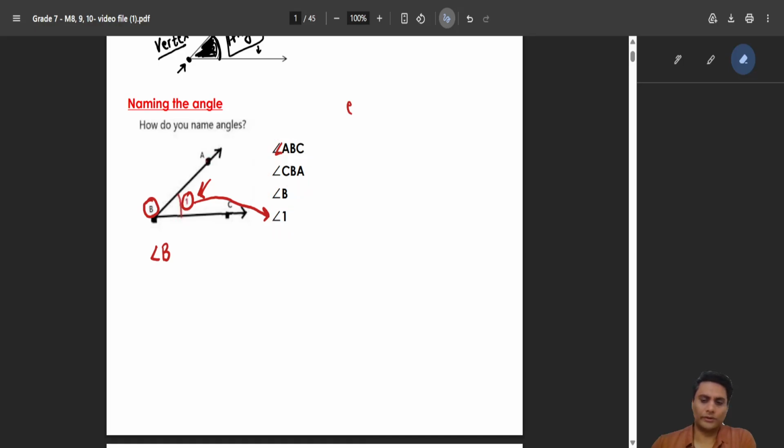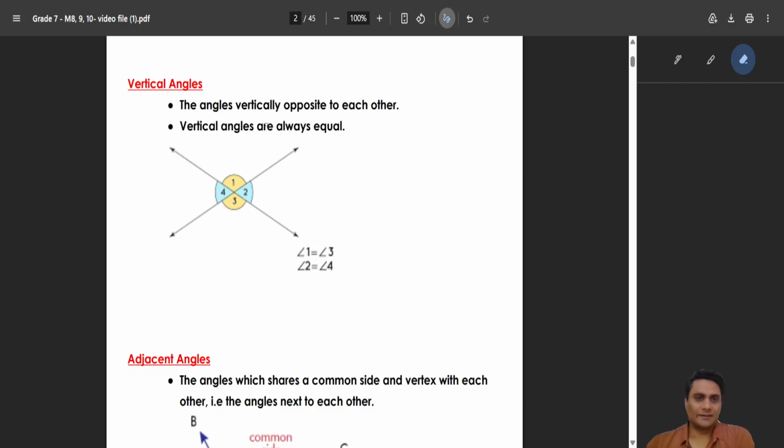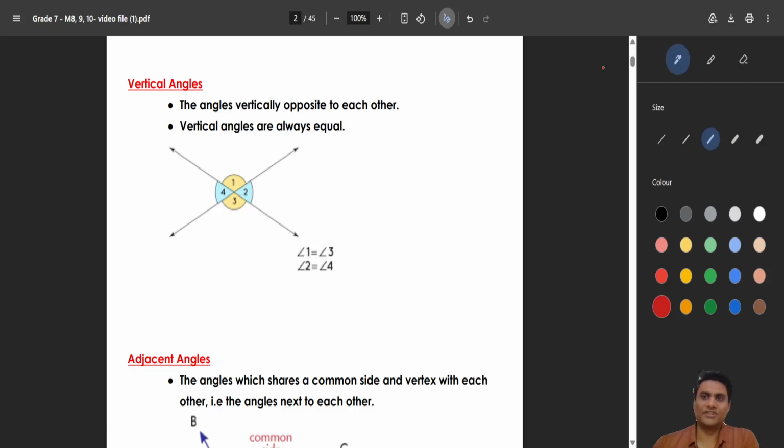Now let's move forward. In this lesson, what was the title of the lesson? Vertical and adjacent angle, correct? So now let us understand what are vertical angles. The first topic is what are vertical angles.